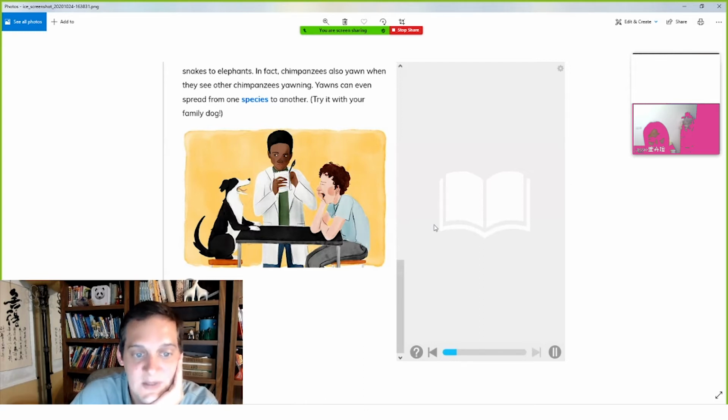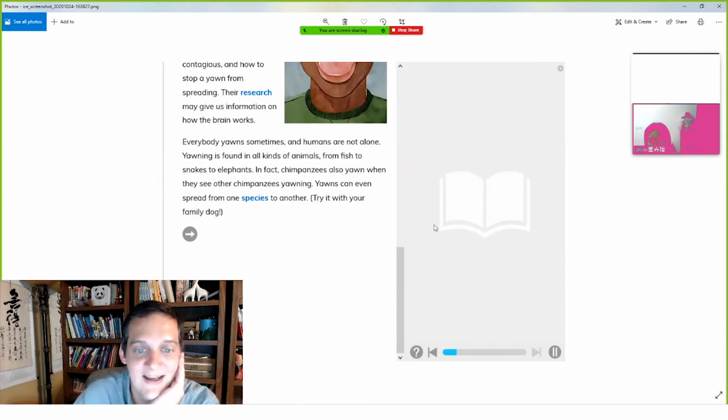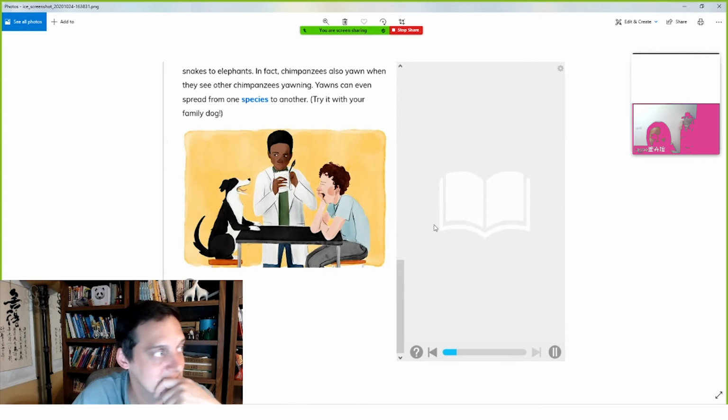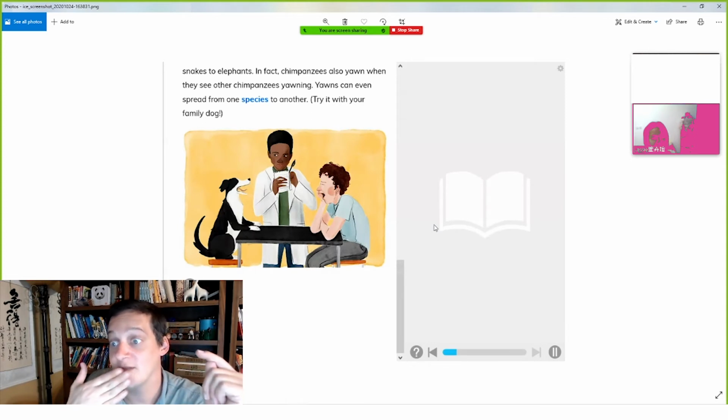Interspecies. See? Even if you yawn in front of your dog. Do you have a dog? No. Do you have a cat? No. Do you have a fish? Even fish. See? From fish to snakes to elephants. How about an elephant? Do you have an elephant? No elephant. Man. Next time you see an elephant, yawn in front of the elephant.